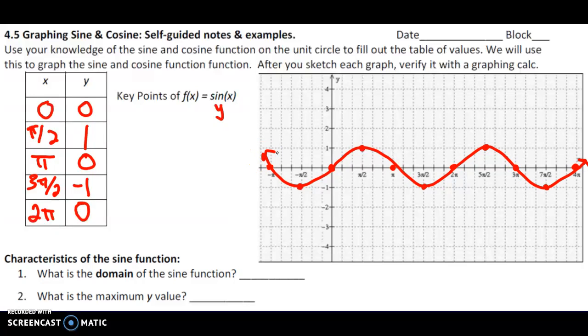So sine makes a curve that goes on forever, which leads us to the fact that the domain is all real numbers, or -infinity to +infinity. The maximum value, well, if you look at the maximum value on your unit circle, you'll find that it only goes up to 1. So our maximum value is 1.